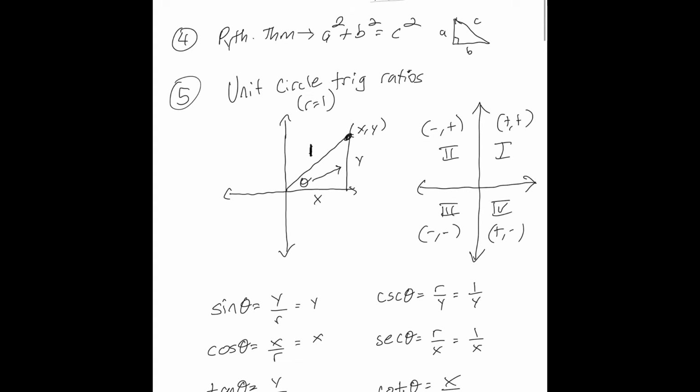The radius is always 1, or the hypotenuse on the unit circle. You need to know your coordinates, the signs of your coordinates for the quadrants, and your trig ratios on the unit circle. Sine is just y if the radius is 1. Cosine is x. Tangent's y over x. Cosecant is 1 over y. Secant 1 over x. And cotangent is x over y.